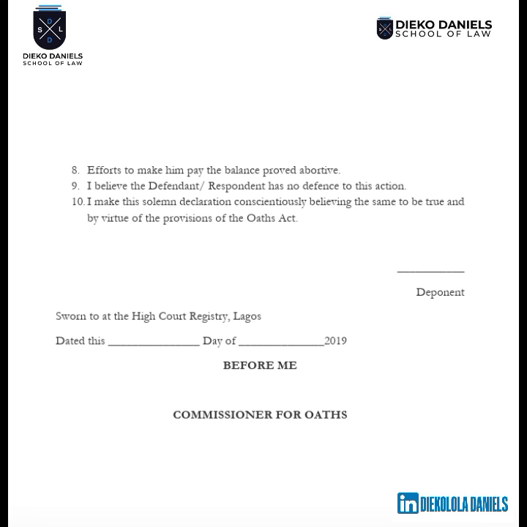Then sworn to, the deponent on the right side, then sworn to at the High Court Registry on the left hand side, then dated on the left hand side, then in the middle before me, Commissioner of Oaths. And this is where I end my class for today on how to draft an affidavit for summary judgment under Order 11 or Order 13. In our next class, we will talk about some other drafts that we need to learn.